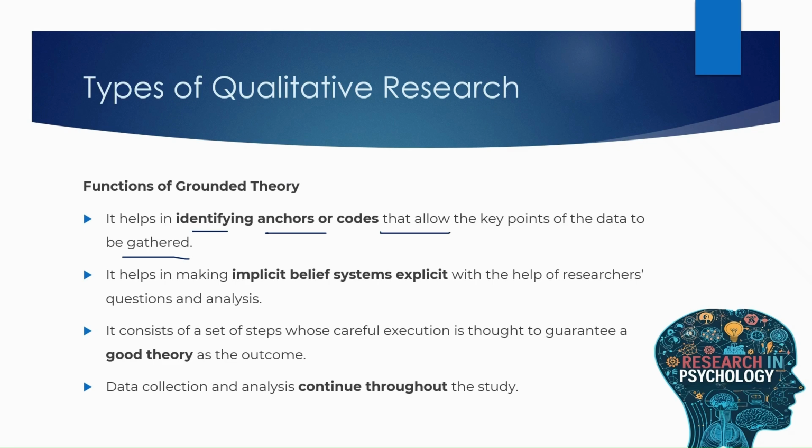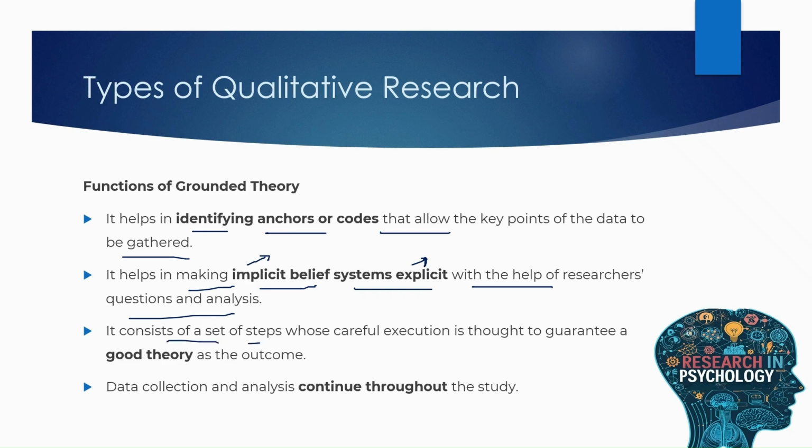All right, it helps in making implicit belief systems explicit with the help of researchers' questions and analysis. Implicit means something which is not obvious. Explicit is something which is obvious, which you can easily arrive at. Okay, so it helps in making something which is not easily observable or obvious into something that is explicit with the help of researchers' questions and analysis.